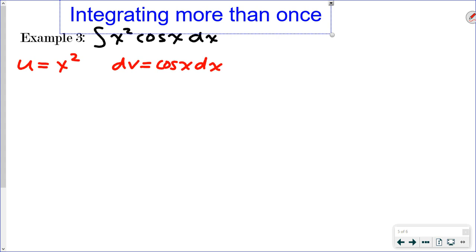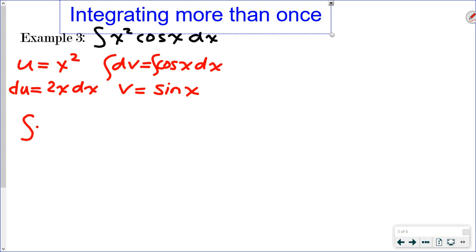Okay, then you always find the derivative of u. We're going to get 2x dx. And then you always integrate the dv to find v. So the integral of cosine is sine. And then you plug into your integration by parts formula.